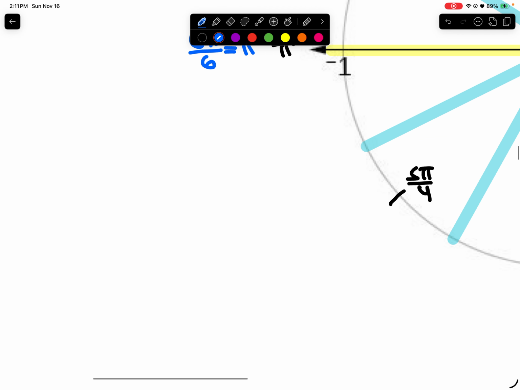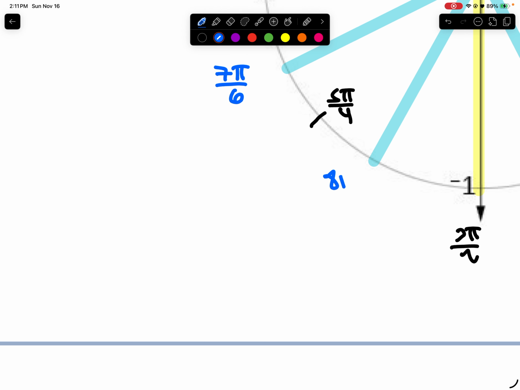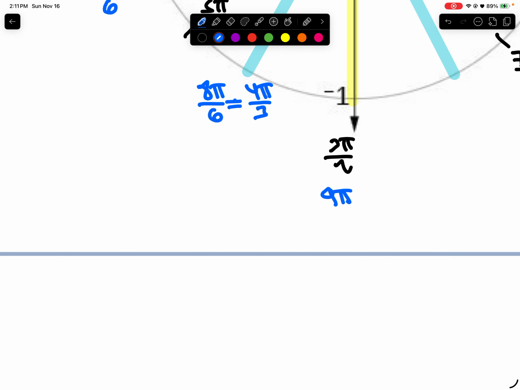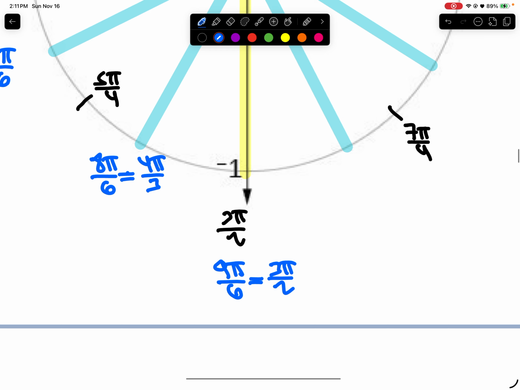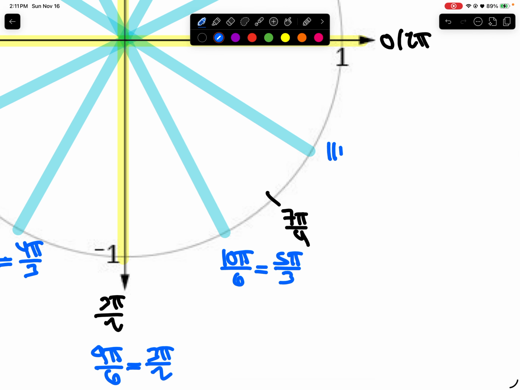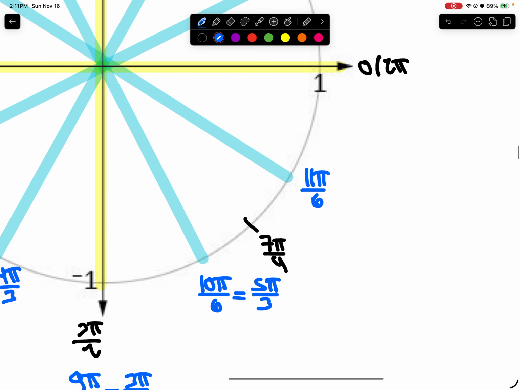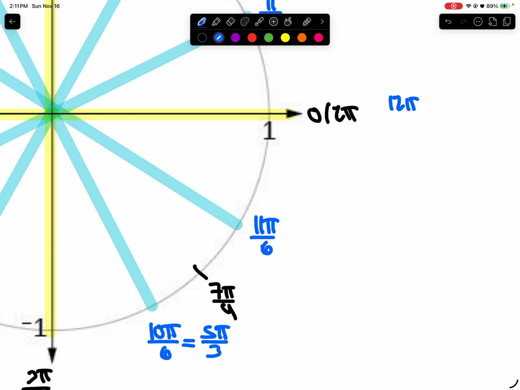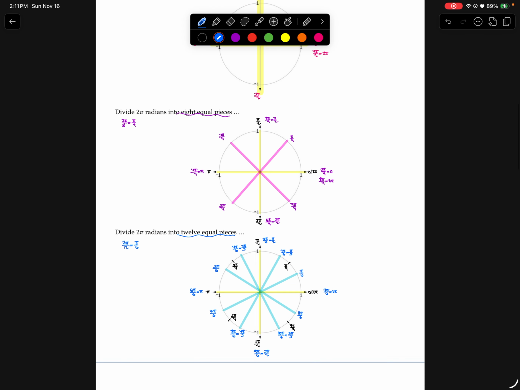And then the next spoke over here, which is 7 pi over 6. And then we're going to have 8 pi over 6, which is going to be 4 pi over 3. And then 9 pi over 6, which is 3 pi over 2. Then we have 10 pi over 6, which is 5 pi over 3. And then we have 11 pi over 6, which doesn't simplify. And then we have 12 pi over 6, which is 2 pi. So that's kind of discovering the unit circle.